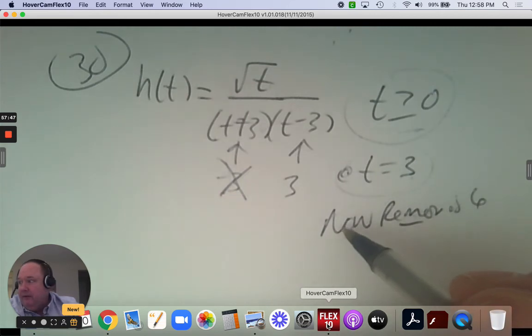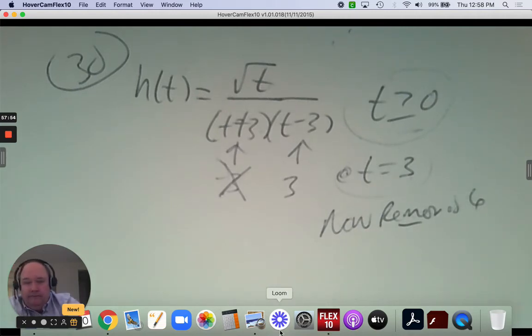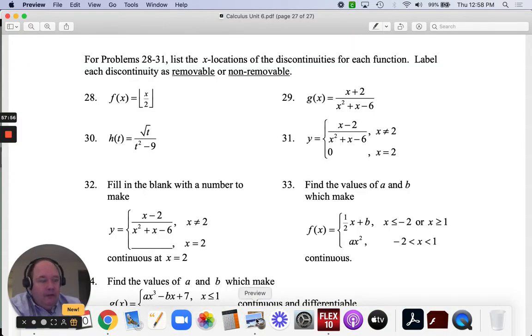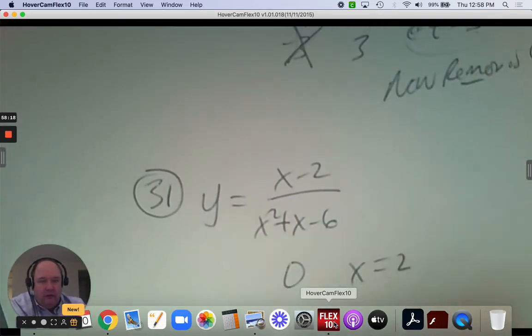Number 31. So at 31 we have a piecewise function. We have x subtract 2, x squared plus x subtract 6, and then 0. The question is, where are the discontinuities here? A couple things to look at.